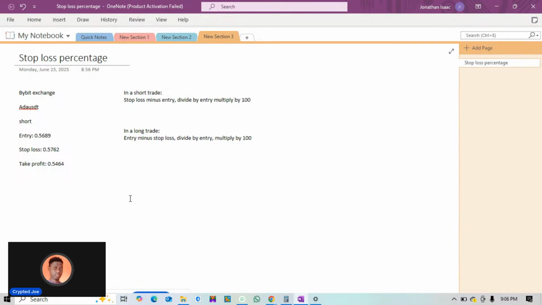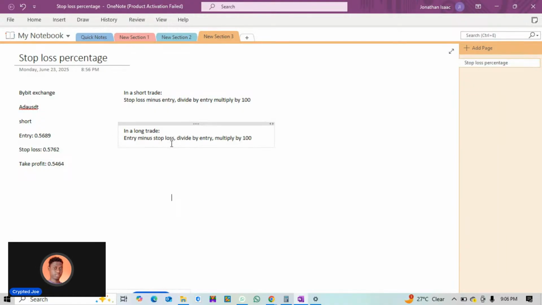I don't have a long trade, so I would have done this one for you. It's basically the same process, just that in a short trade, the stop loss is higher than entry, so it's stop loss minus entry. In a long trade, entry is higher than stop loss, so it's entry minus stop loss.